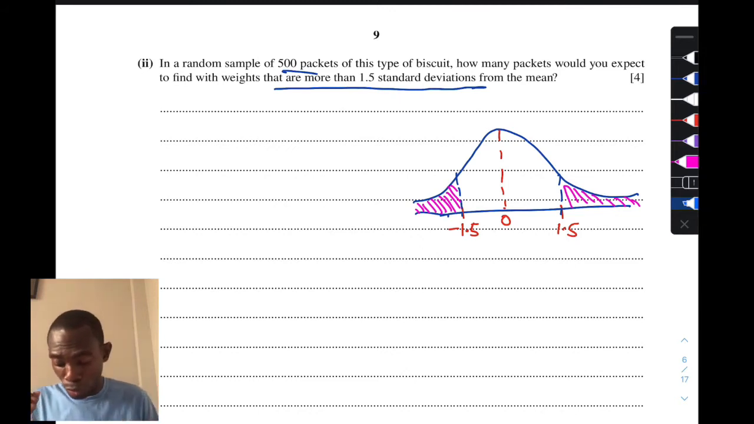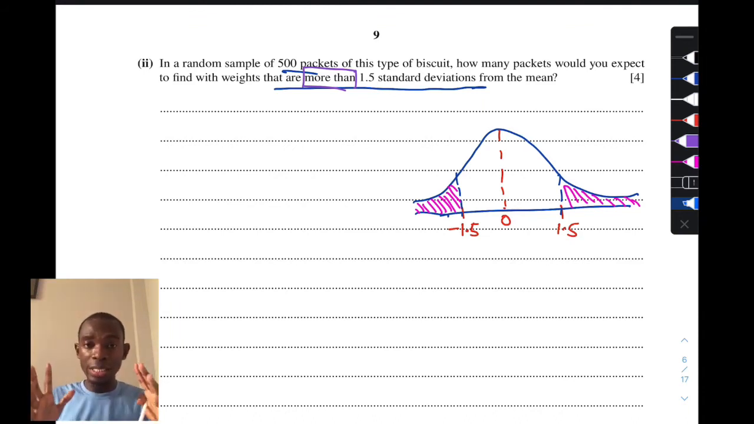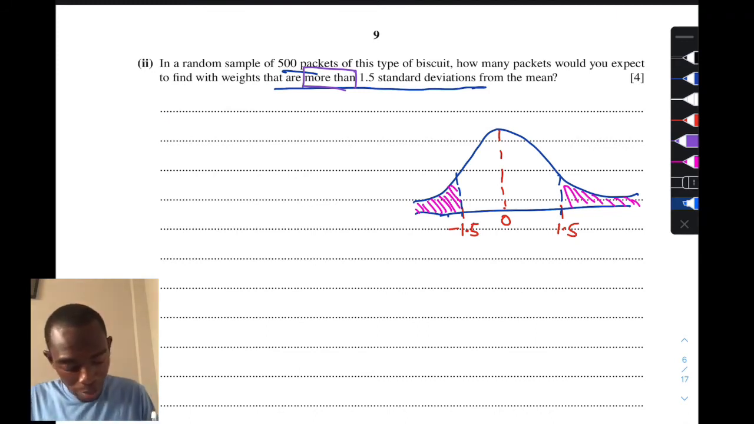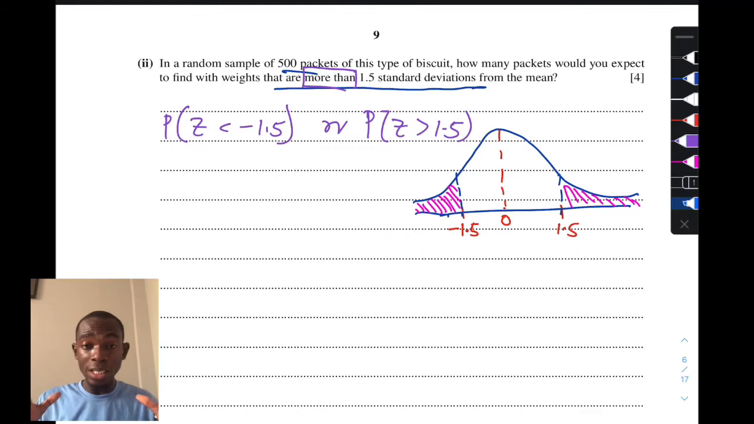If it were in between, we would have worked with the middle one, but that is not what the question is saying. The question says more than 1.5 standard deviations from the mean. It could be way below it, or way above it. Point is, it is more than 1.5 away from it. So these are the two things that we are doing. That means we are working with z less than negative 1.5, or z greater than positive 1.5. These are the two things we are dealing with right now.